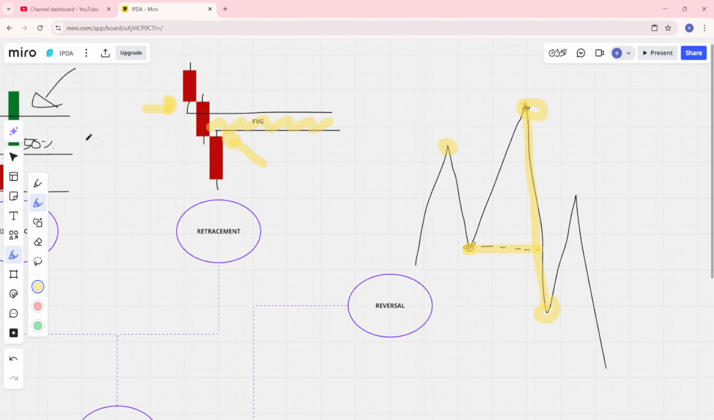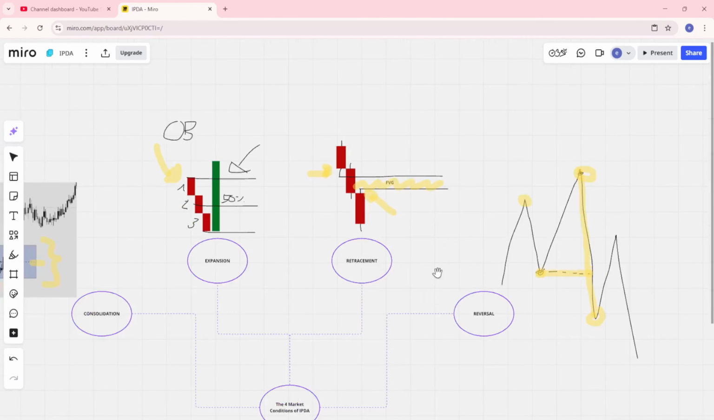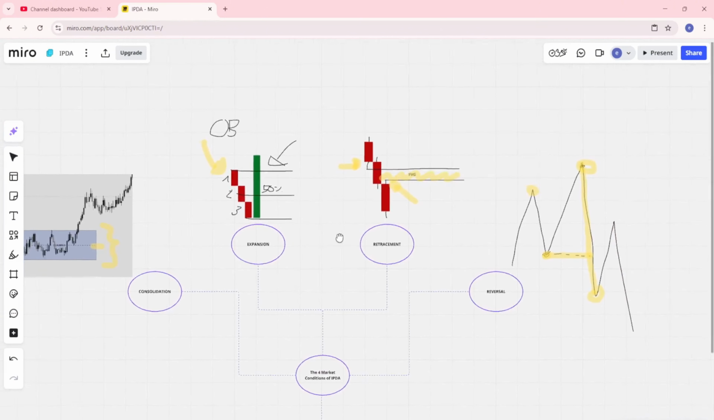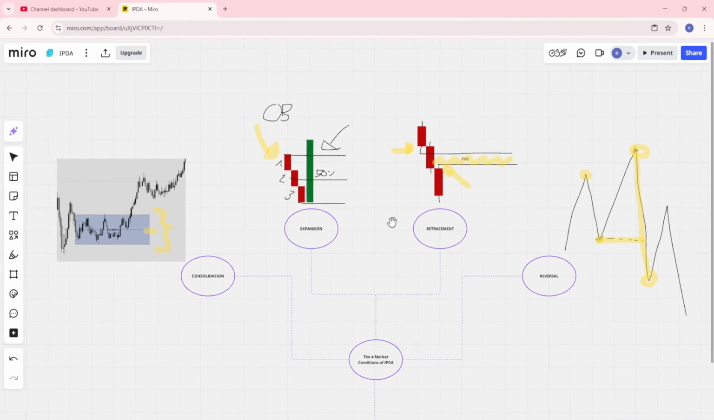But important note: IPDA never goes directly from expansion to reversal without a consolidation phase, unless there is a major news event. IPDA opens at 4 a.m. market time in New York time, so it's crucial to mark this time on your chart.